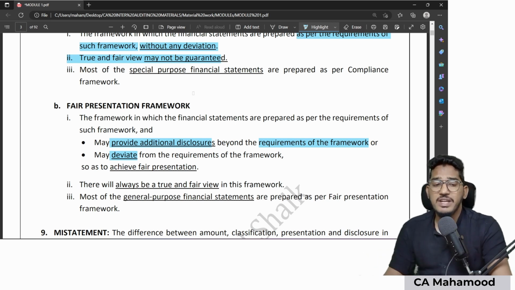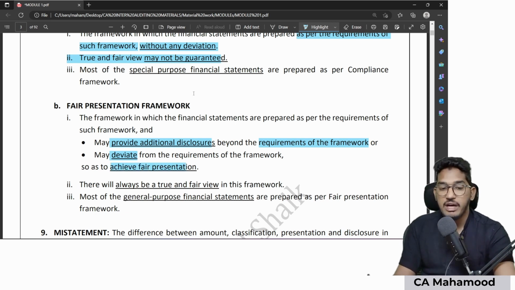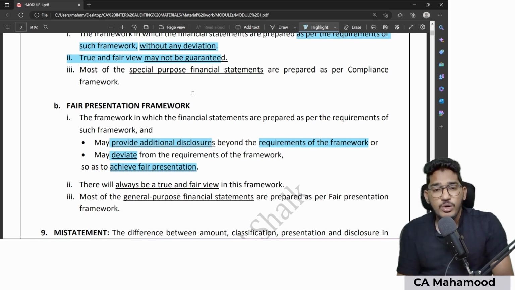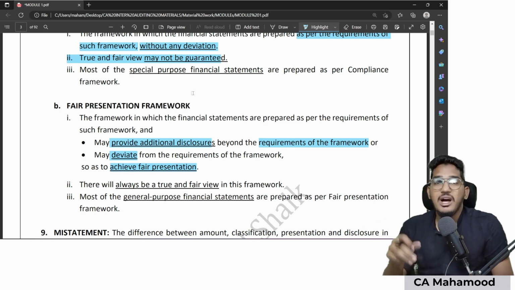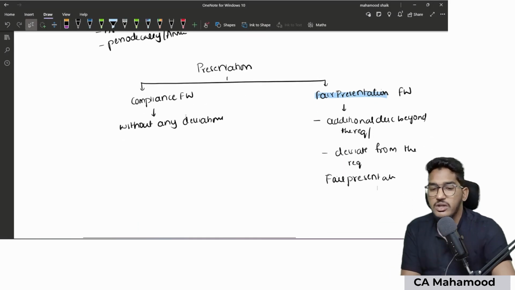But for what purpose have we been given the freedom to provide additional disclosure or deviate? For what purpose is this freedom given? To achieve fair presentation. Here the main focus is not just on following, the main focus is on achieving the fair presentation. Sir, how do we give additional disclosure or how can we deviate from the requirements of the framework? Let me give you an example.